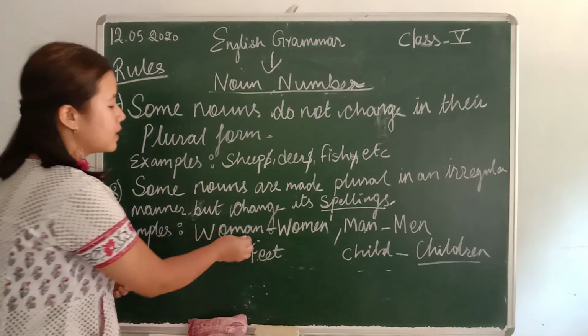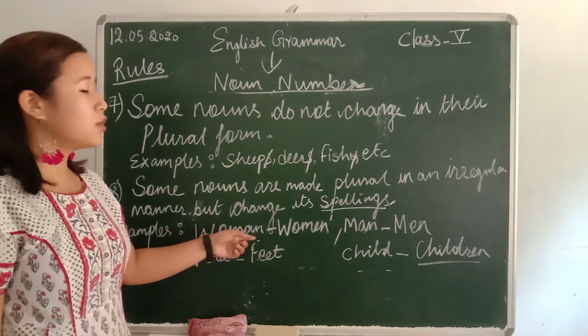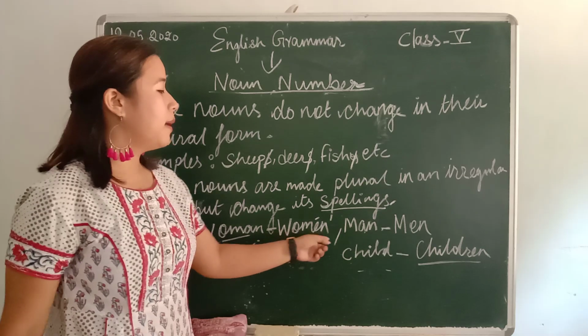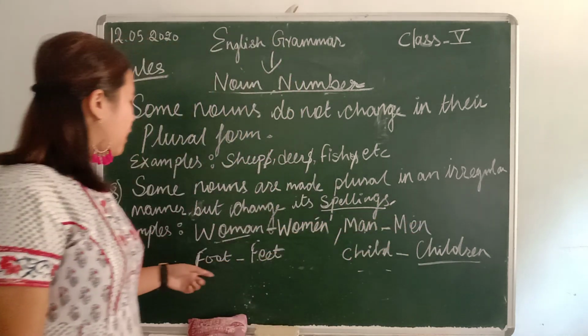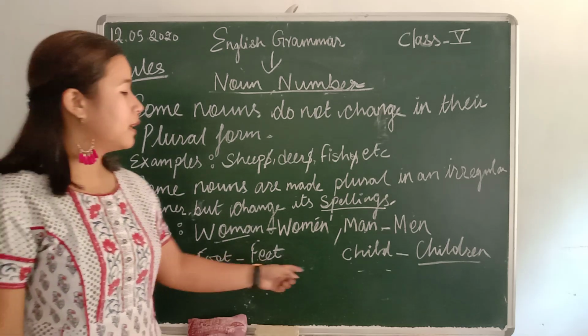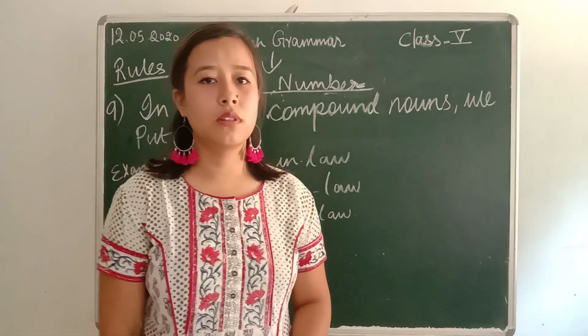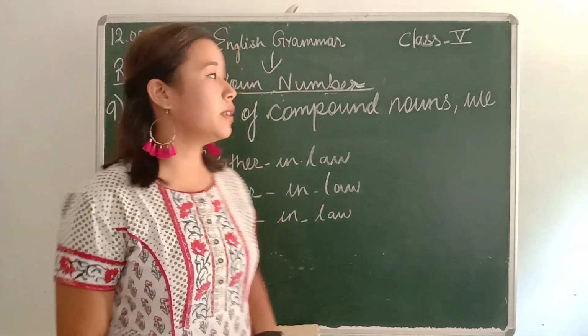This is a singular form, woman. When we change it into plural form, we will change the spelling, women. Man becomes men. Foot becomes feet. Child becomes children. So this is the last rule for making singular into plural noun.